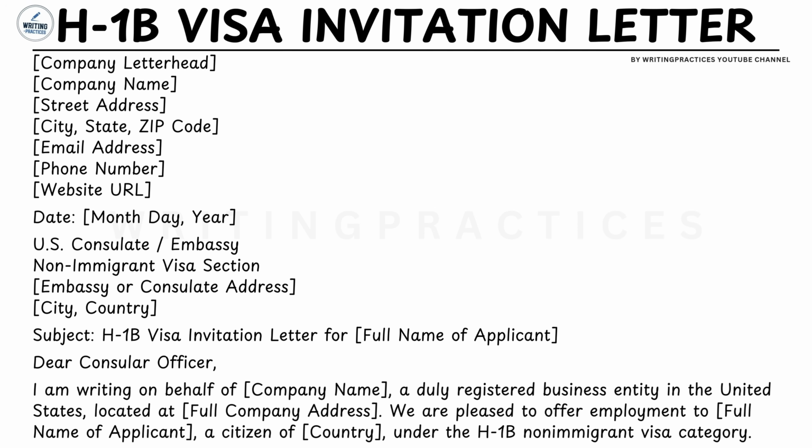Be sure to provide the full name of your company, your full company address, the applicant's full name, and their country of citizenship. You can write something like, I am writing on behalf of Global Tech Solutions Inc., a duly registered business entity in the United States, located at 123 Innovation Drive, Austin, Texas, 78701. We are pleased to offer employment to Mr. John Smith, a citizen of the United Kingdom, under the H-1B non-immigrant visa category.